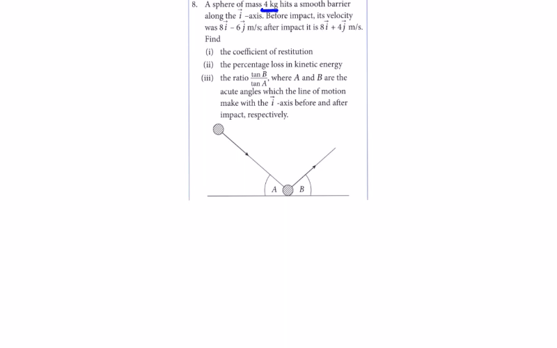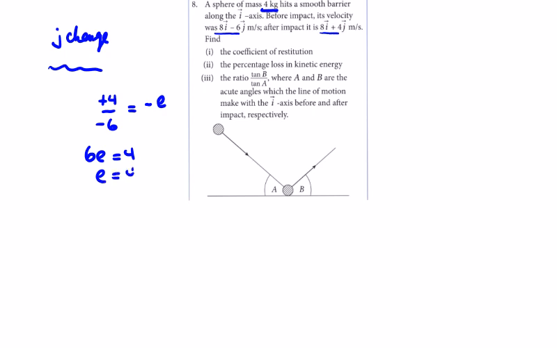It hits along the i-axis again, so just j change here. And we're told the velocity before and the velocity after. So before, after, we have the plus 4 on top. After over before is equal to minus the coefficient of restitution, minus e. So if you want to cross multiply, you could say 6e is equal to 4. So e is equal to 4/6, which is 2/3 for my coefficient of restitution.